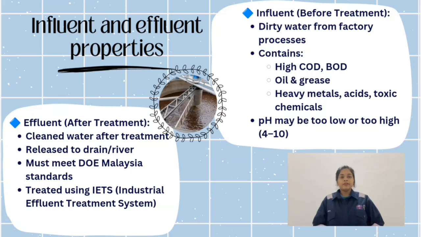Today I will explain about influent and effluent from a chemical manufacturing plant. Influent is dirty water from factory processes. It may contain chemicals, oil, dirt and harmful substances. This water goes into a treatment system called IETS. After treatment, the water becomes effluent. Effluent is much cleaner and safe to release into drains or rivers. It must meet government standards.